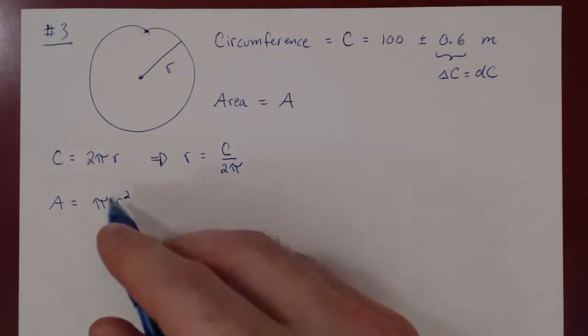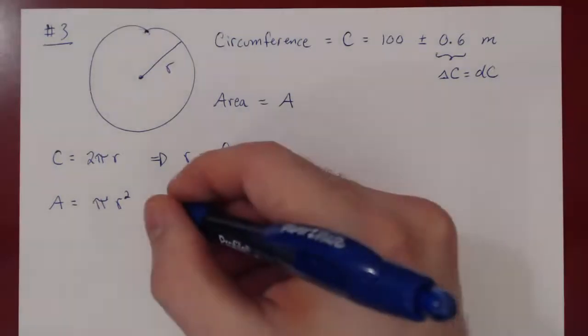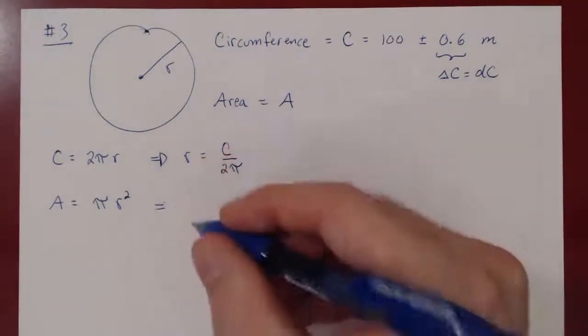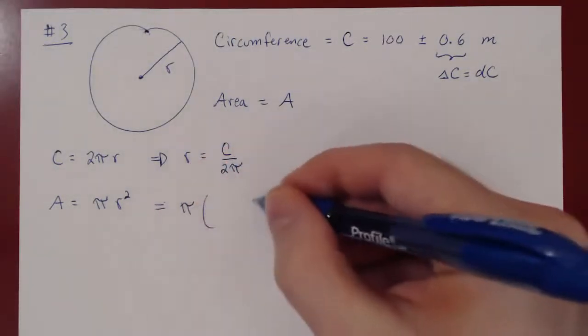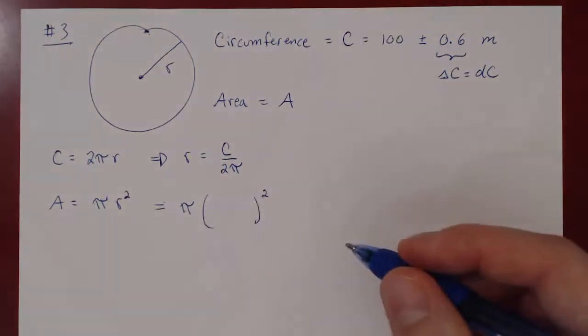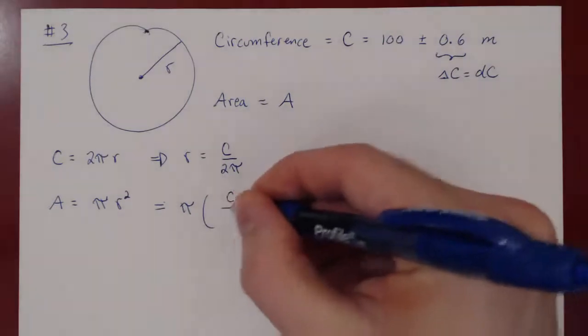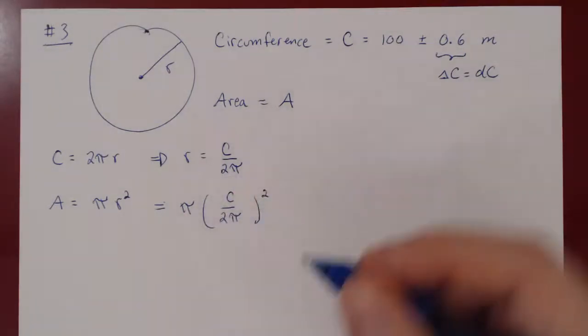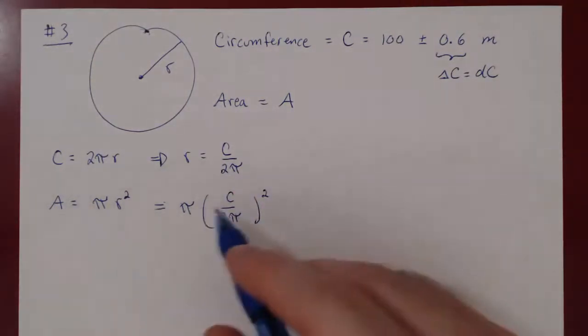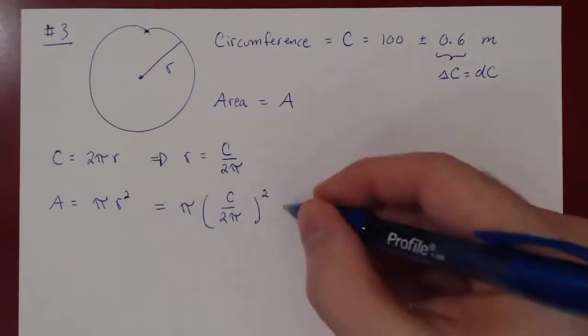And now you can replace in this equality. You will get pi times the radius squared for the area, but the radius as a function of the circumference is C over 2 pi. And there you have it, the area as a function of the circumference.